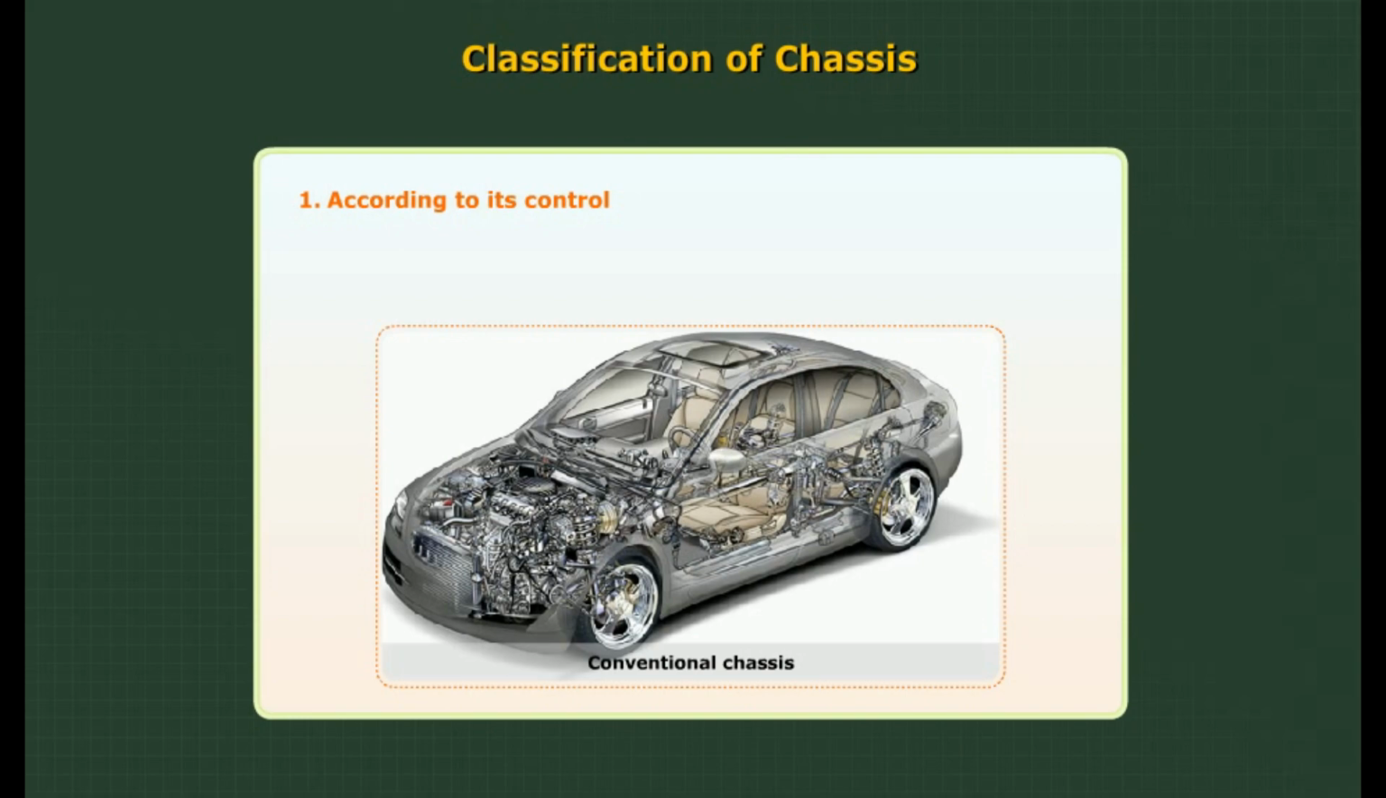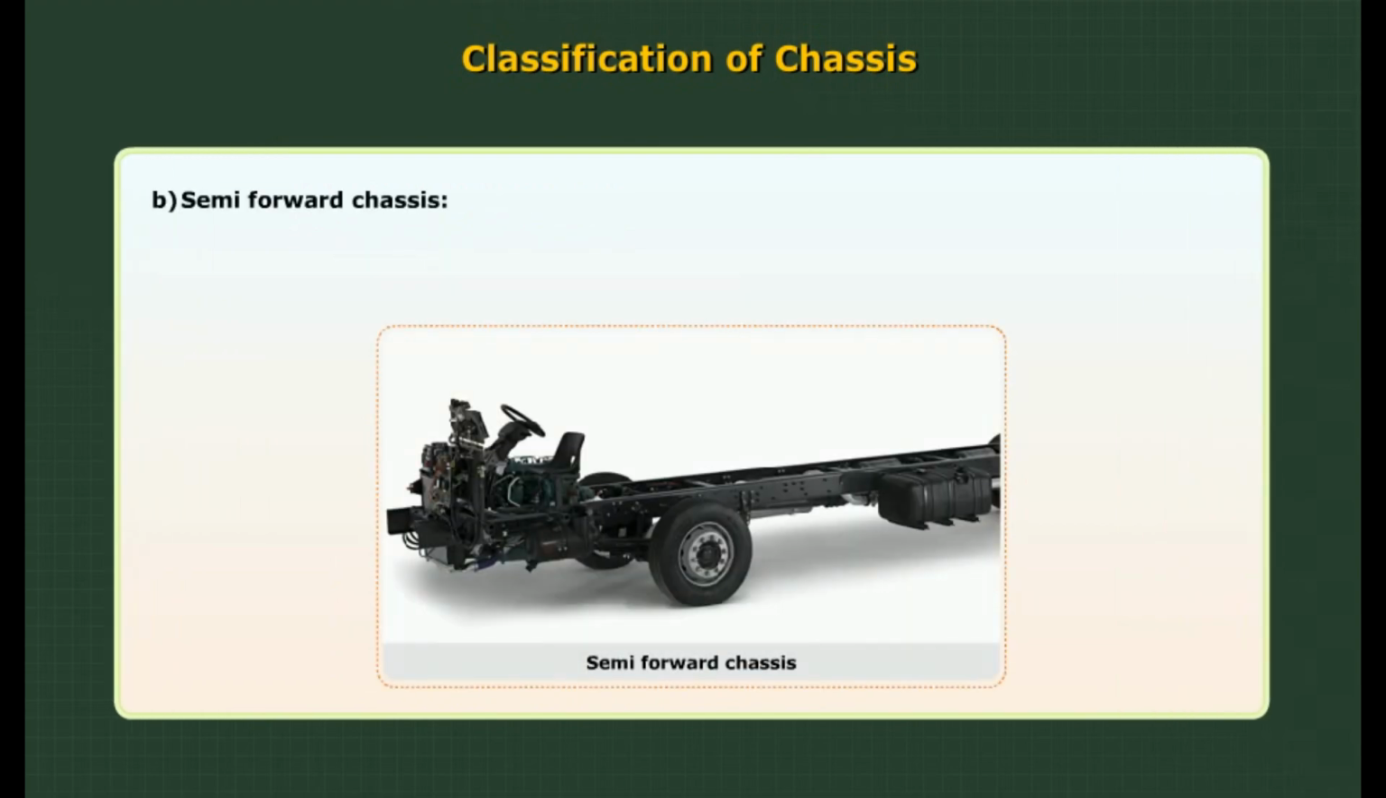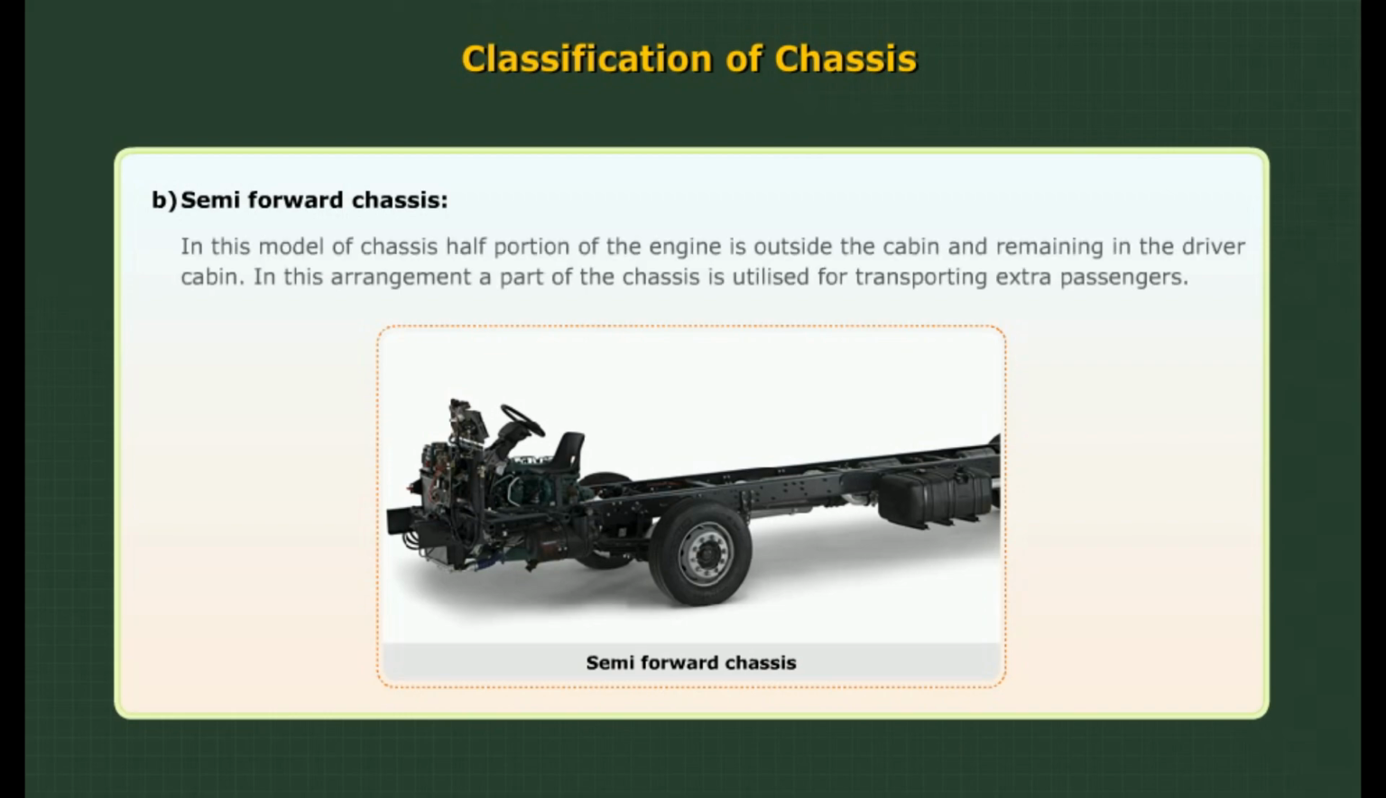1. According to its control. A. Conventional chassis, in which the engine is fitted in front of the driver's seat or driver cabin. B. Semi-forward chassis. In this model of chassis, half portion of the engine is outside the cabin and the remaining in the driver cabin. In this arrangement, a part of the chassis is utilized for transporting extra passengers.